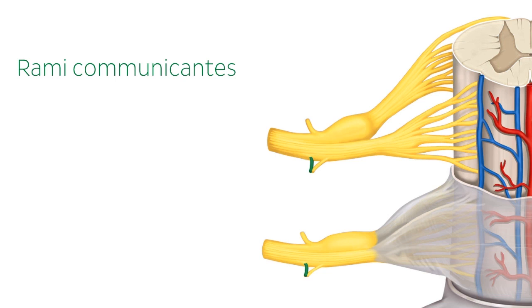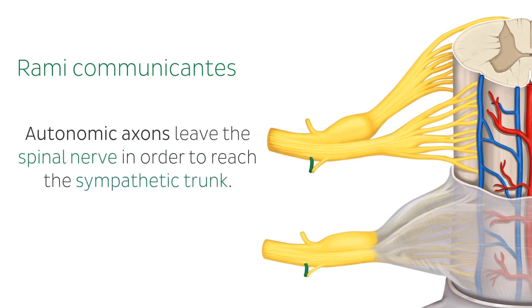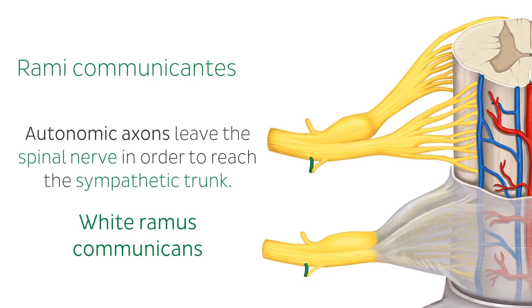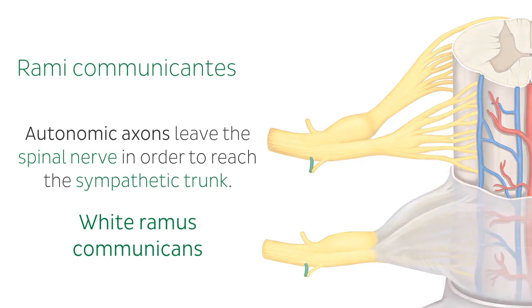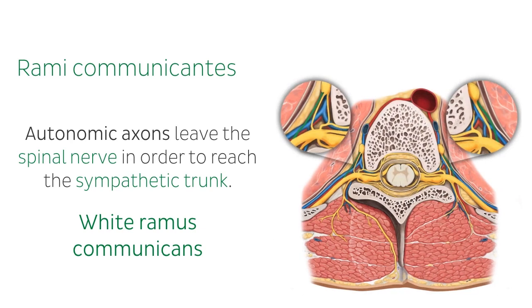As you can see in this image on the right, immediately after the division of the spinal nerve into an anterior and posterior ramus, the autonomic axons leave the spinal nerve in order to reach the sympathetic trunk, and especially the sympathetic ganglion. This thin branch that leads the spinal nerve to reach the autonomic ganglion is called white ramus communicans, because it's composed mainly of myelinated fibres and it has a white colour. In the next image, we can see a transverse view of the white ramus communicans.